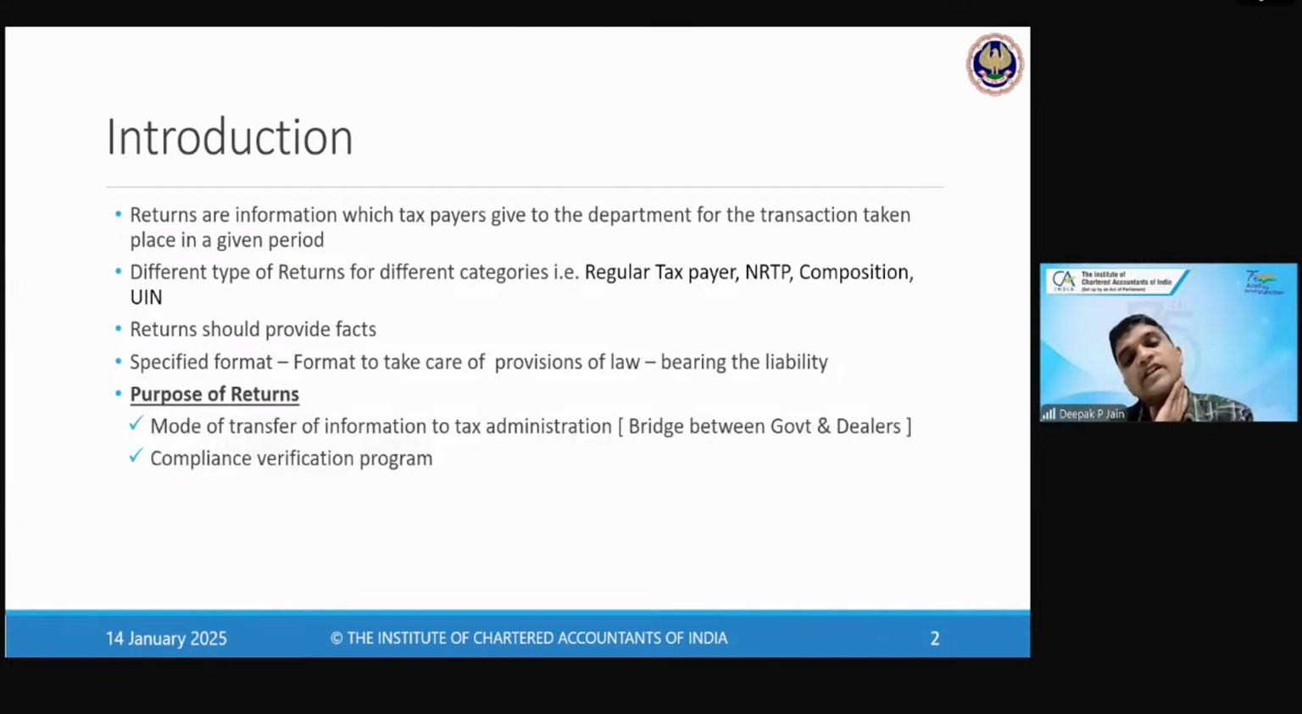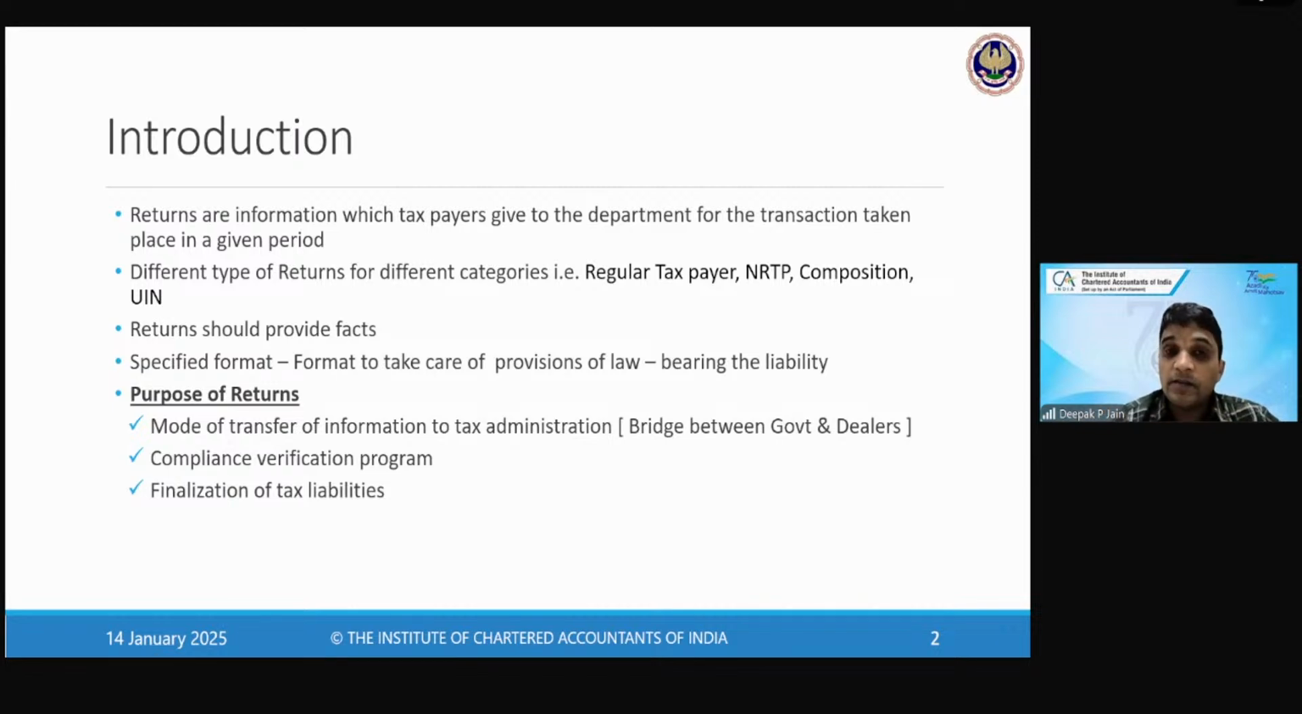Then it is a compliance verification program. It ensures that the taxpayer is compliant. The main purpose is that you have to be compliant. How will you be compliant? By filing the returns on a timely basis. So this is the second purpose of filing the return. Third is finalization of tax liabilities. Whatever your tax liabilities are, they get finalized here.